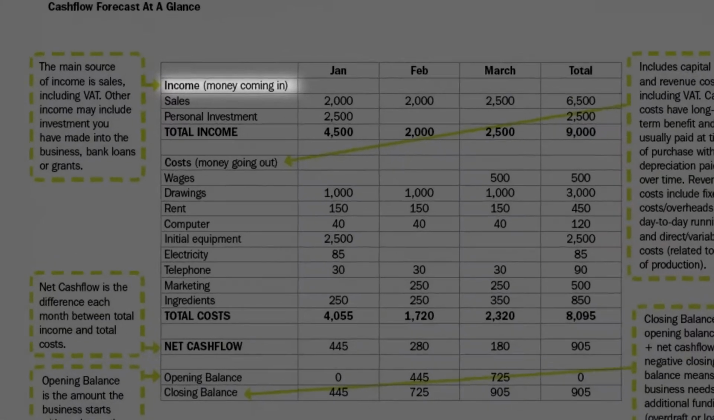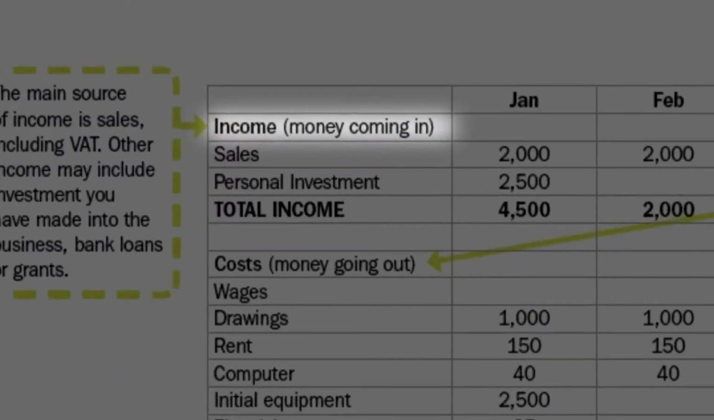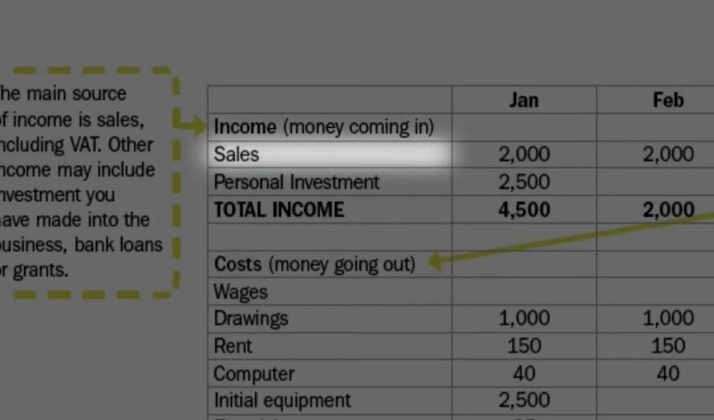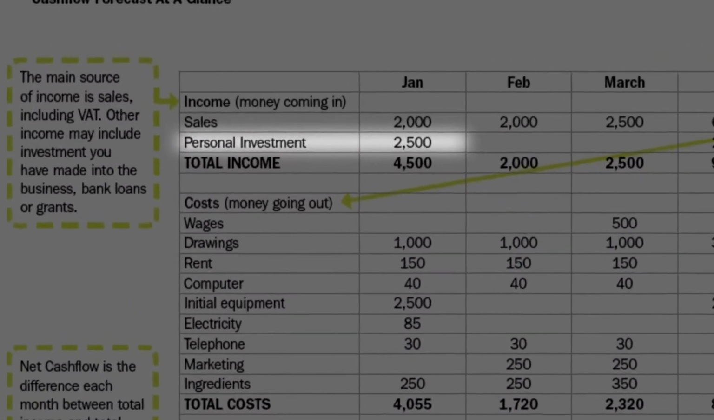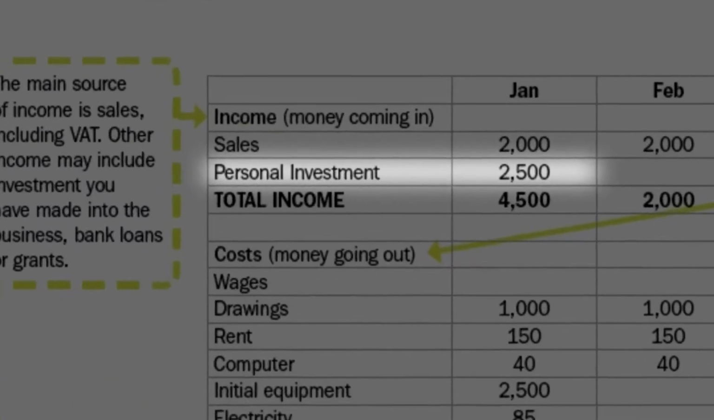At the top, you see the income section. This is the money that comes into the business. The main source of income is sales. This should include VAT if you're VAT registered. You should also include any other income here. Maybe you put some money in at the start of the business, or you had a bank loan or grant. Identify them separately and allocate them to the month in which they are likely to be received. You can see in our example that there was a personal investment of £2,500 when the business started in January.